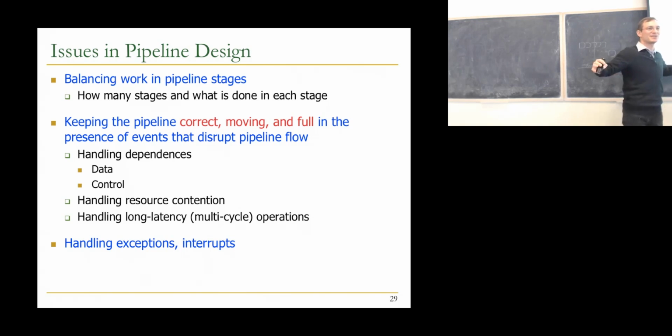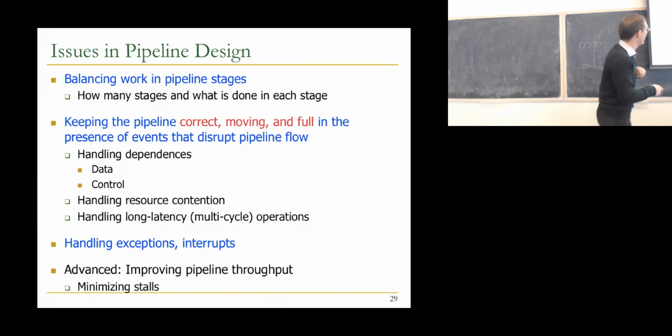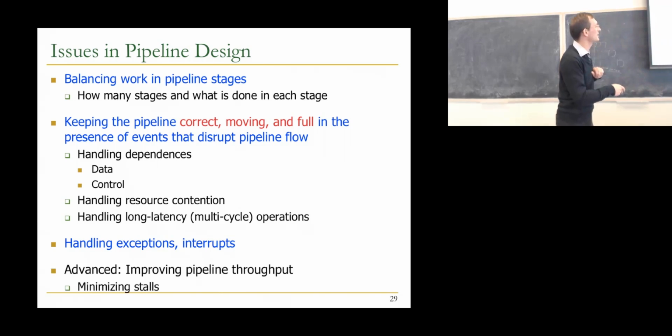We're processing multiple instructions per cycle internally. So we better have a clean state to handle exceptions and interrupts. And more advanced, how do you improve pipeline throughput? How do you minimize the stalls? We're going to talk about this actually right now too.